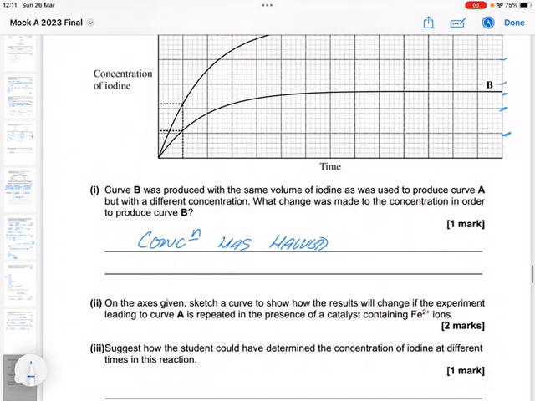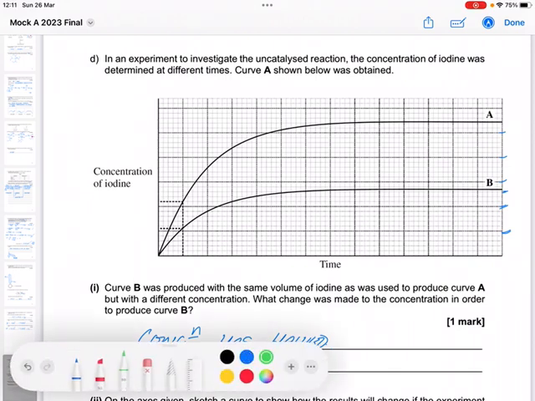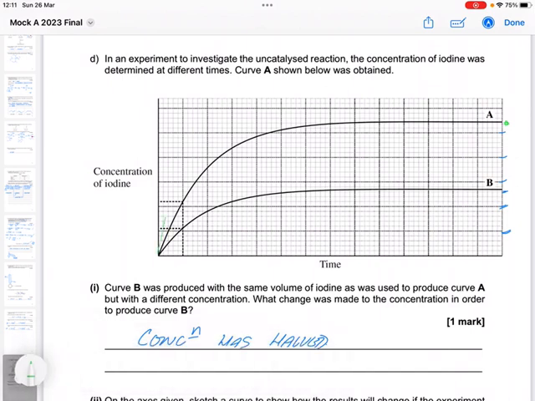Okay. Part 2. On the axis given, sketch a curve to show how the results will change if the experiment leading to curve A was repeated with the presence of a catalyst. So a catalyst speeds up the rate of a reaction, but it comes out unchanged. So that means this is going to have to be steeper, but it still needs to finish at the same point here. So it's going steeper, and then it reaches that same point all the way to the end. So there's 2 marks for that: 1 mark for the curve being steeper, 1 mark for it finishing at the same point as A.